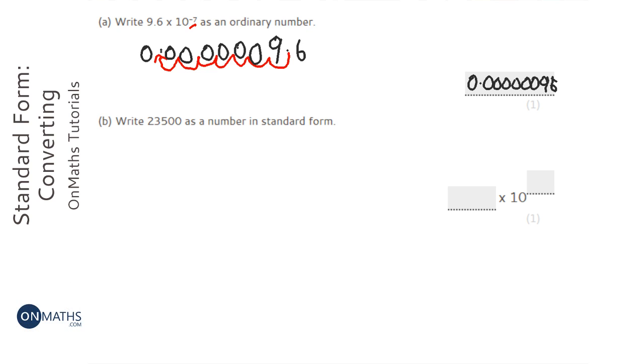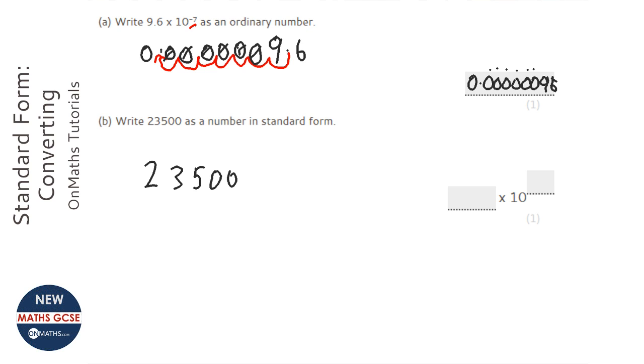Now I'm just going to double check the 0, so 1, 2, 3, 4, 5, 6. We've got 1, 2, 3, 4, 5, 6. Perfect. Now to make a number standard form, write the number out, 23500. Okay. And first of all, work out where the decimal point is now. Well, if it's not shown, it's always at the end of the number, so it's here.